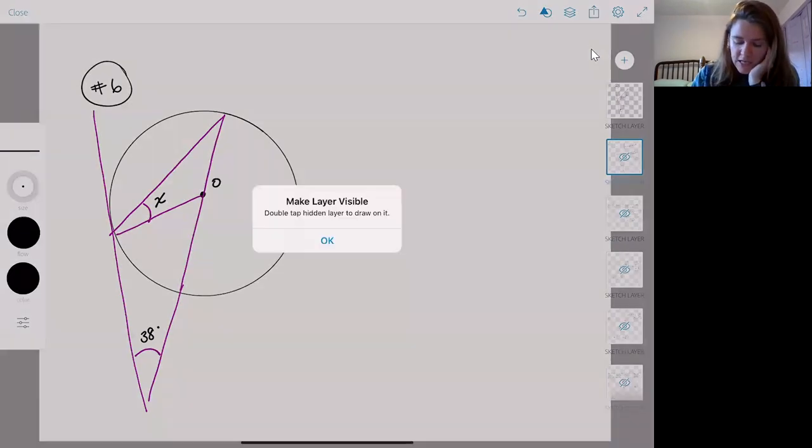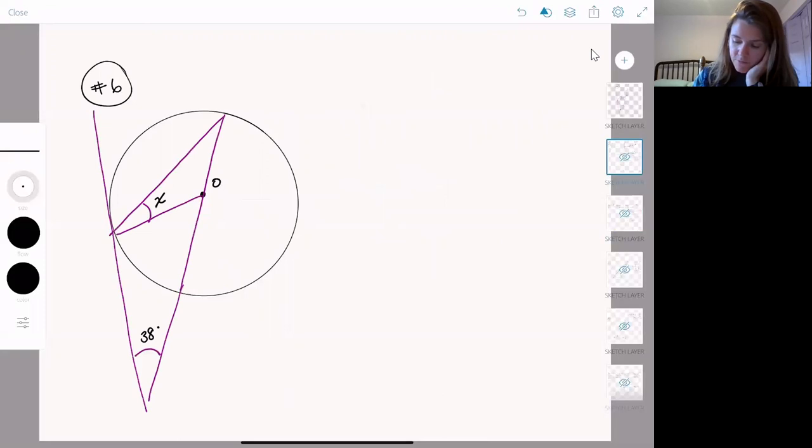Again, I have this line, which is tangent. We're going to say this point here is where it intersects with the circle. And so I've connected that line to my radius, and that is going to be a right angle. So that is a right angle where I connected it with my radius.